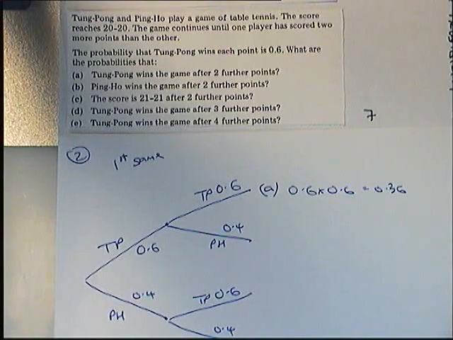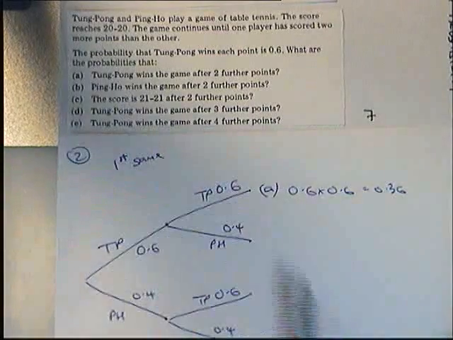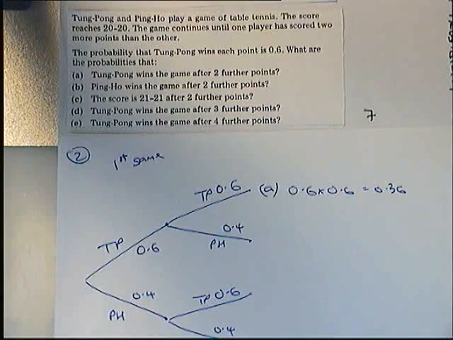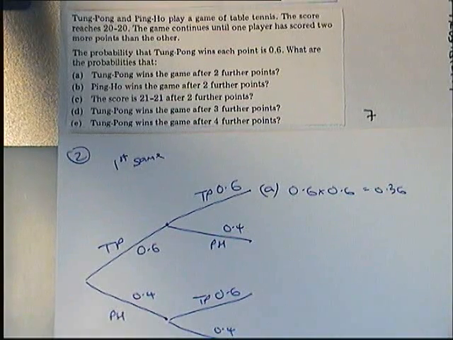Part B, PH, Ping Ho, wins the game after 2 further points. Where is that shown on here? Laura, where's the answer to part B shown on here? It is 4 times 4. Yeah, it's down here. So part B is PH winning and PH winning again. So that's 0.4 times 0.4, which is 0.16.